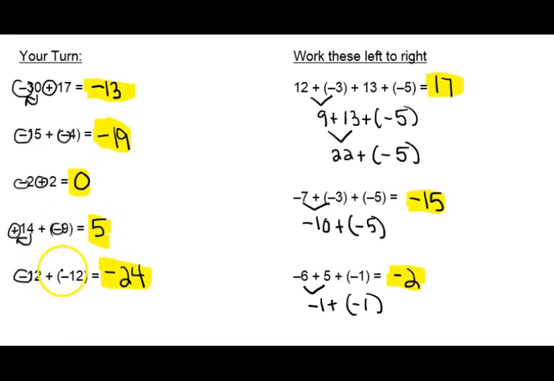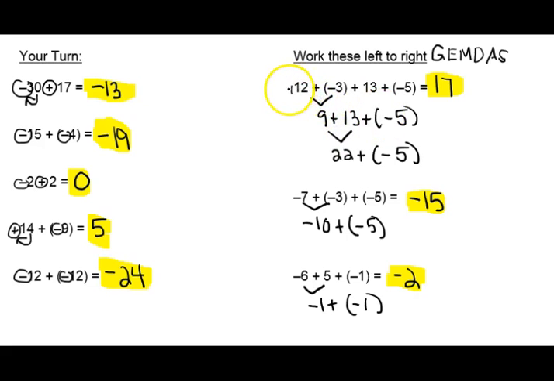Here, the signs are alike. We have both negatives. So when they're alike, you add, and because you have all negatives, it'd be a negative 24. Over here to the right, we work from left to right in order of operations. Remember order of operations, grouping symbols, exponents, multiplication and division from left to right, addition and subtraction from left to right. So we need to work from left to right since we have all addition.